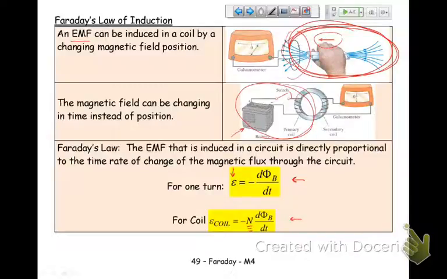Two questions. One, for N, is that the loops of the secondary coil? So yes, it's the flux going through this coil, and it is the number of turns of this coil. And thanks for asking that question.